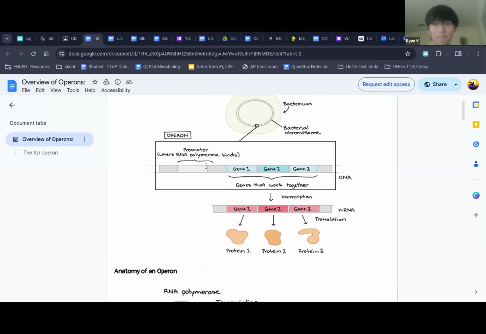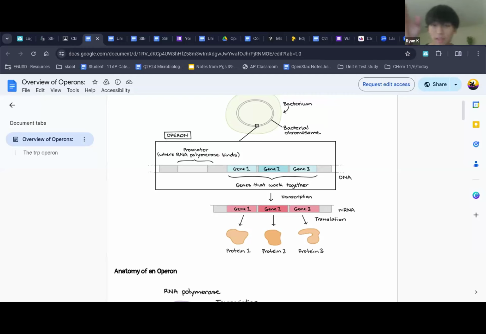Right here, the operon is basically an on and off switch for the bacteria. Certain proteins are turned on forever, and some operons are turned off until they're needed, like trp. Wait, what's the name? Tryptophan. Let me check. TRP, and then tryptophan. Okay.